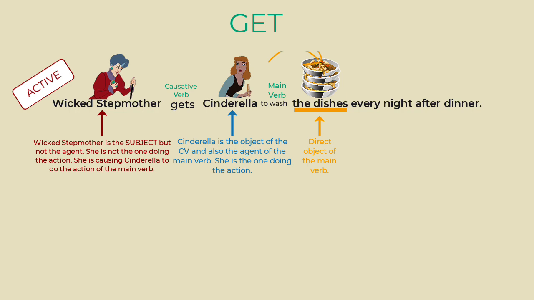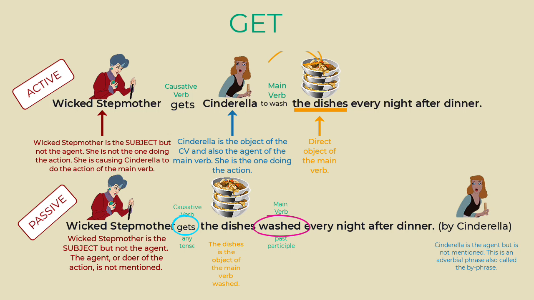Let's go on to get. Wicked stepmother gets Cinderella to wash the dishes every night after dinner. In the passive causative, we would say wicked stepmother gets the dishes washed every night after dinner. Again, it is implied that Cinderella is the one doing the washing, but you do not need to include it. It is called the by phrase, which is also an adverbial phrase.